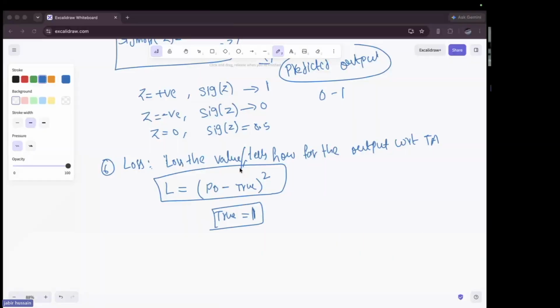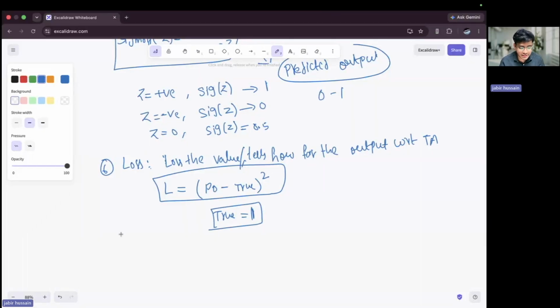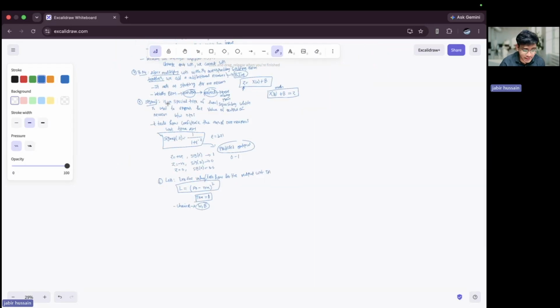Okay, after calculating loss, we will apply something called the chain rule, and the chain rule tells exactly how much you have to change your weights and biases. Okay, understood? So these are the definitions. This is part 0 of our lecture.